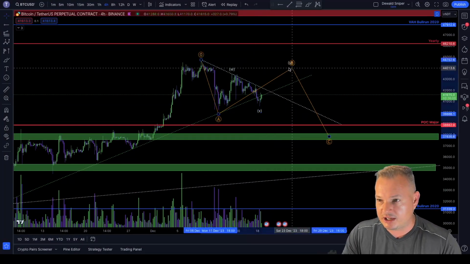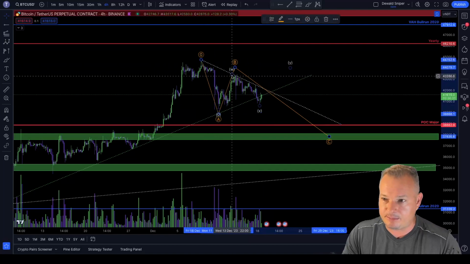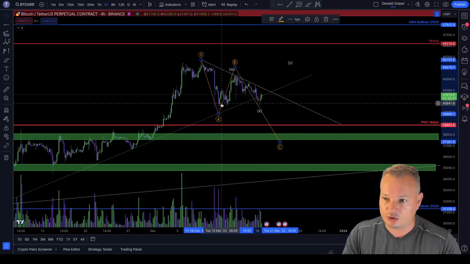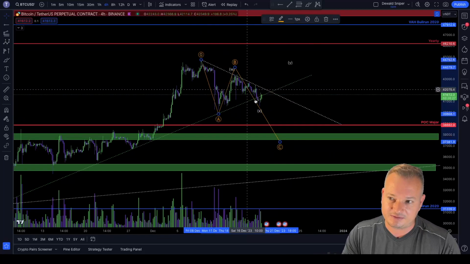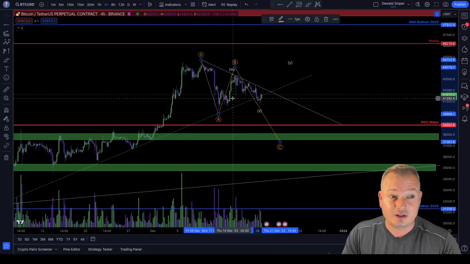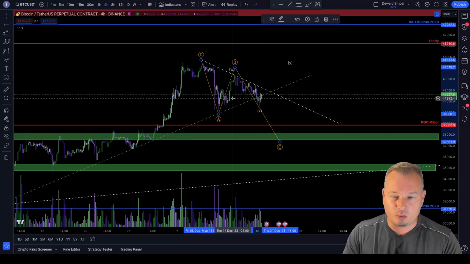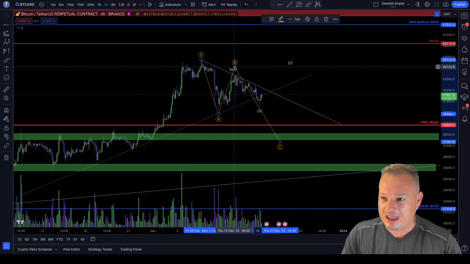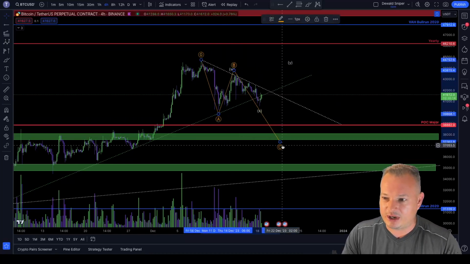Another scenario is to say, what if this is an ABC correction to the downside? So we've lost the trend. This is a corrective structure, and it's been a very difficult range to trade. Usually when things start getting difficult, you know that we are inside a corrective structure. And what if this is an ABC correction to the downside?